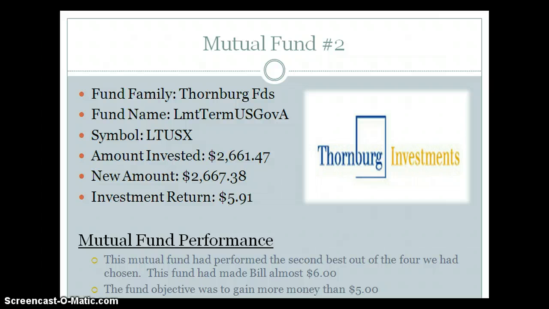Mutual fund number 2. The fund family was Thornburg FDS. The amount invested was $2,661.47. The new amount was $2,667.38. The investment return was $5.91 in the green. The mutual fund's performance. This mutual fund had performed the second best out of the 4 that we had chosen. This fund made Bill almost $6. The fund objective was to gain more than $5.